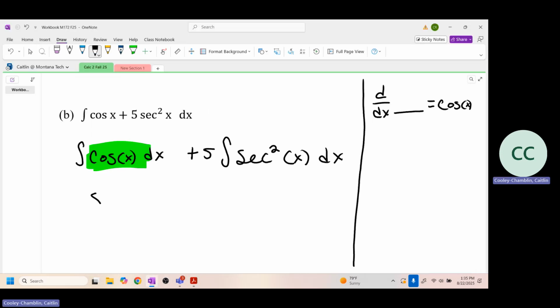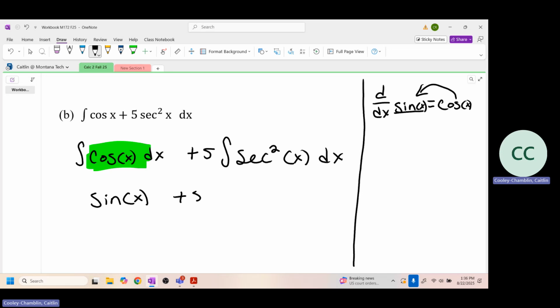So here, the derivative of sine gives me cosine of x. So sine of x gives me cosine of x. So the antiderivative of cosine of x is sine of x. So we're going backwards here.